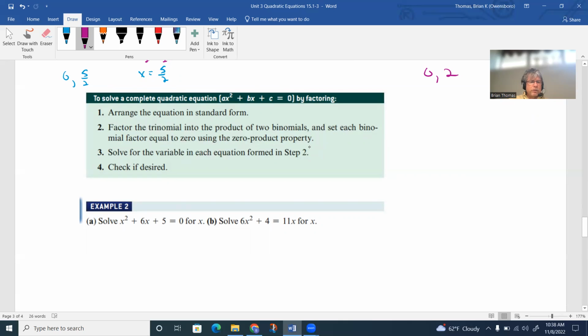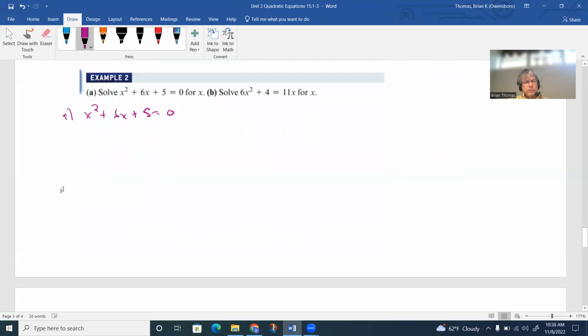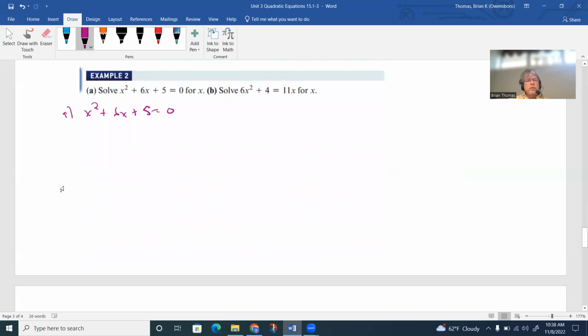So if I look at this first example, we have x squared plus 6x plus 5 is equal to 0. Notice how that is in standard form. So remember, if it's a trinomial, what we're first looking for is a special product. Is it a perfect square trinomial? Well, the first term is a perfect square, but you can't square a number and get 5. There's no whole number squared that gives me a 5. So this is not going to be a perfect square trinomial. So this is an example of a general trinomial.